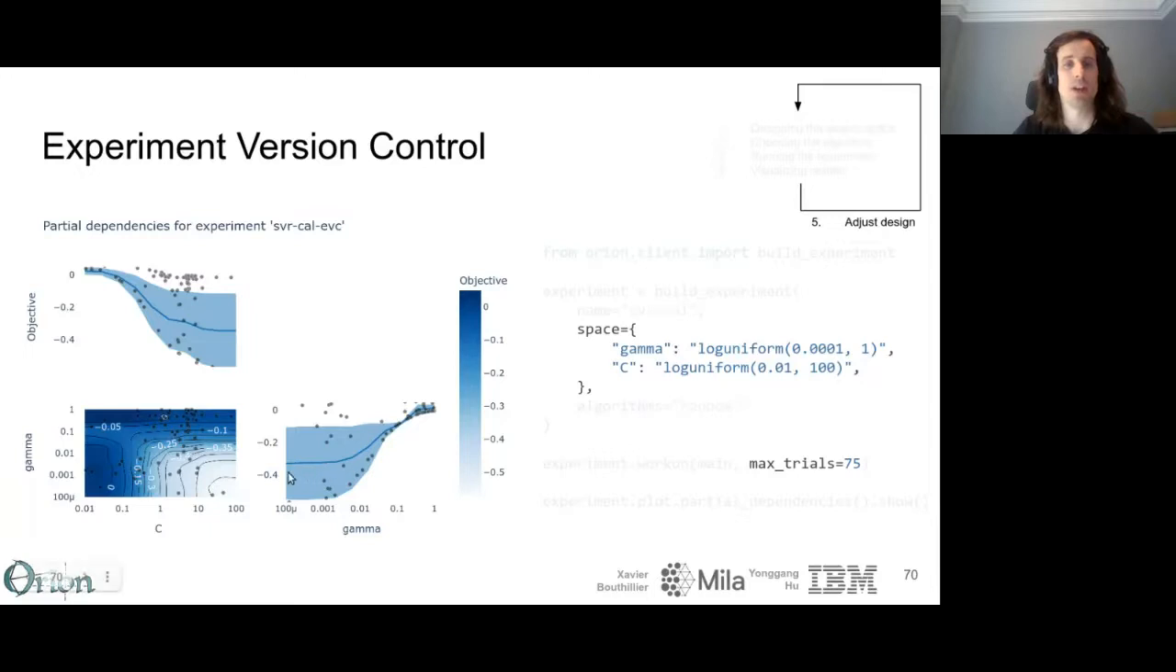Okay, so now we see that it was a good idea to try smaller values for gamma, because we could actually continue increasing, improving a bit the objective.